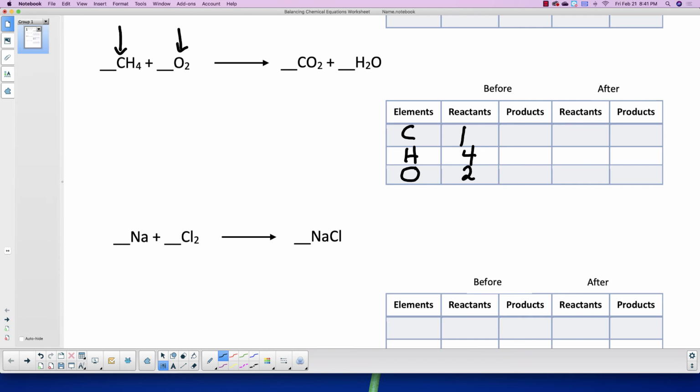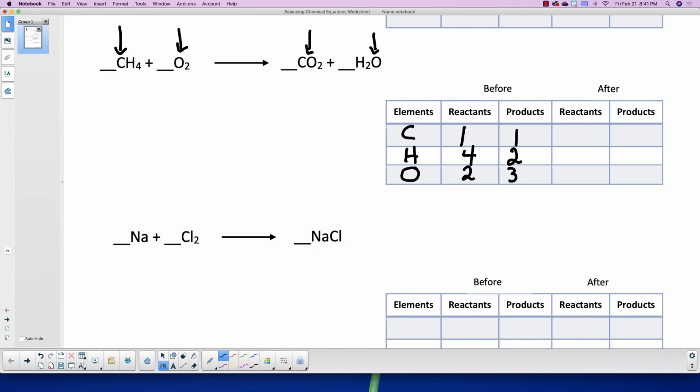Now we go to the product side and we count them up. I see 1 carbon. I see 2 oxygens here, but I also see an oxygen right there. And let's not get fooled by this, okay? There is only 1 single oxygen because there is no subscript and there is no coefficient, so there's only 1 single oxygen. So let's say that there's 3 oxygens. Oh, I skipped hydrogen. And 2 hydrogens. Okay, so I'm double checking my numbers here. 1 carbon, 2, 3 oxygen.